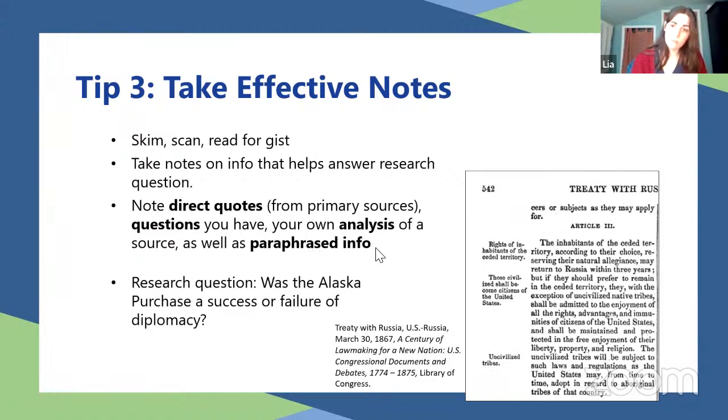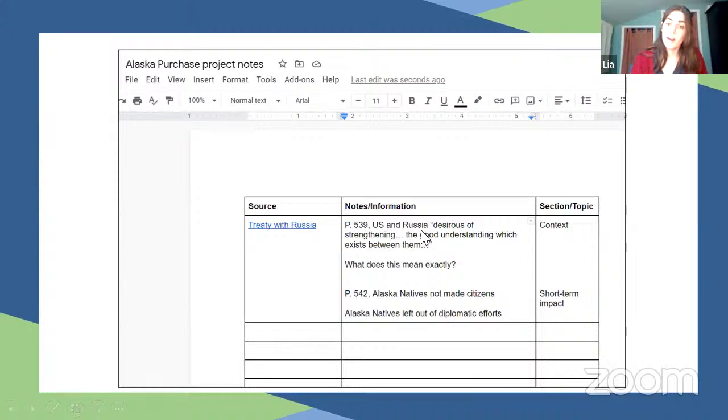Okay, so I've got this example about the Alaska Purchase, and I've got a little excerpt about what the treaty between the US and Russia said about the Russian inhabitants of Alaska and also the Alaska natives who lived there after Alaska was shifted to a US territory. On the next page, I show you what I decided to take notes on. I also wanted to show you this as a model of how you might decide to take notes.